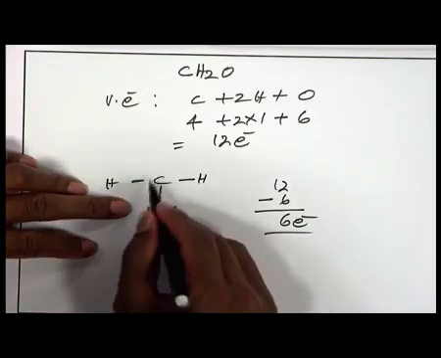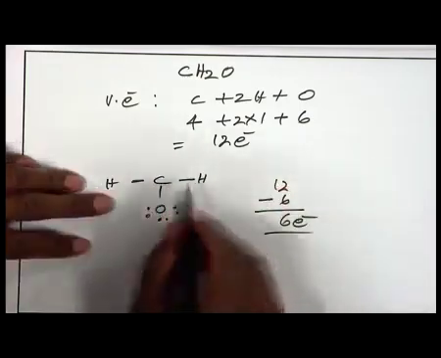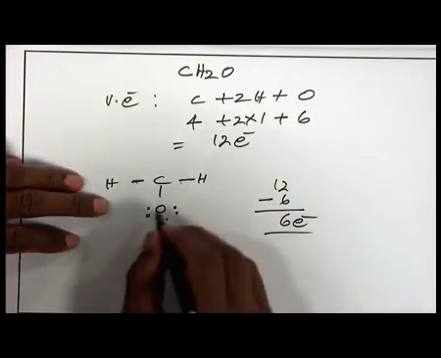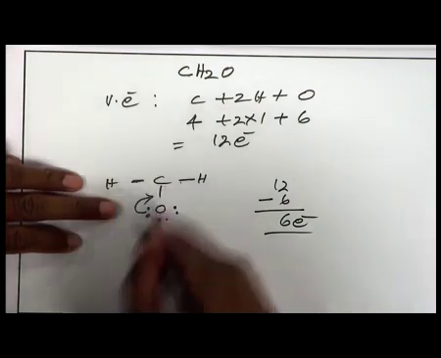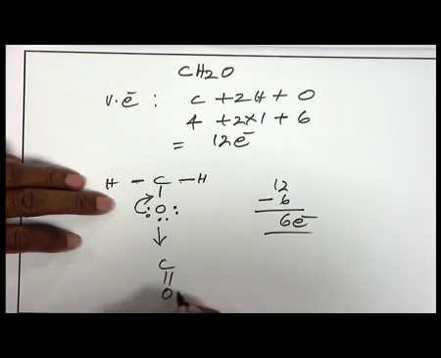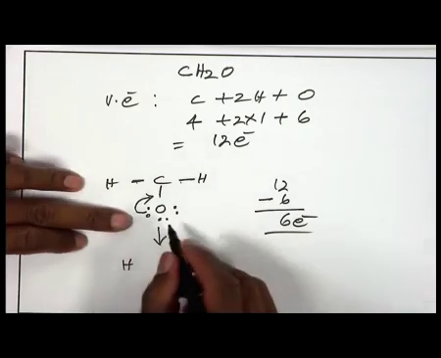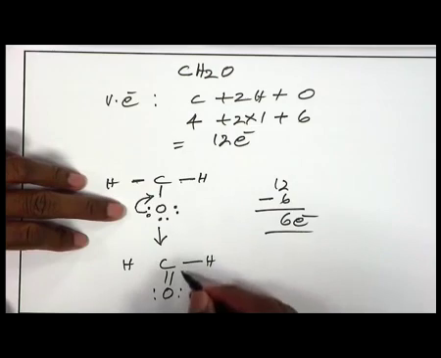But if you look at the number of electrons around this carbon atom, it is not 8, it is only 6: 2 electrons, 2 electrons, 2 electrons. Then what to do? You have to take a lone pair of electrons from the oxygen atom towards the carbon atom, which gives C double bonded to O like this. So basically we converted a lone pair of electrons to bonding electrons.